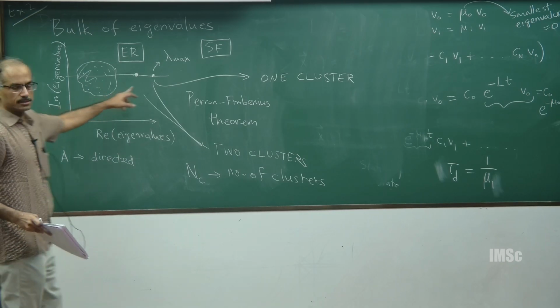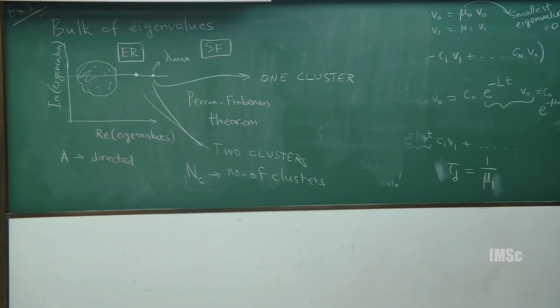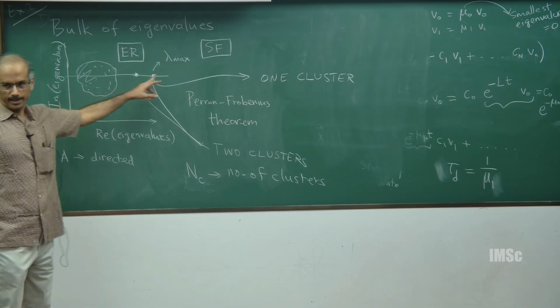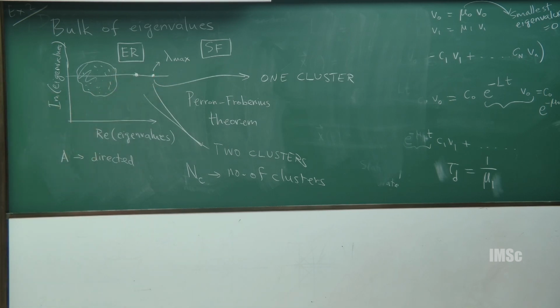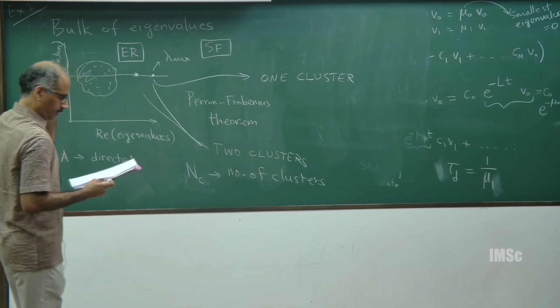In that case, yes, it will be real. The Perron-Frobenius theorem only says something about the dominant eigenvalue. It does not say that the second eigenvalue should not be real. Okay. So, it does not preclude that possibility.